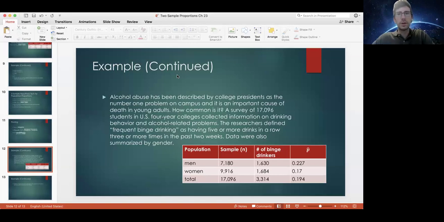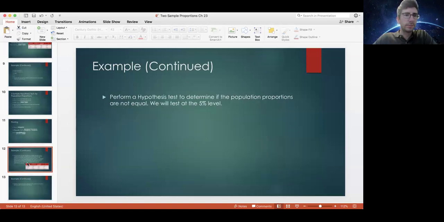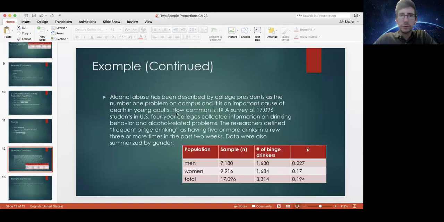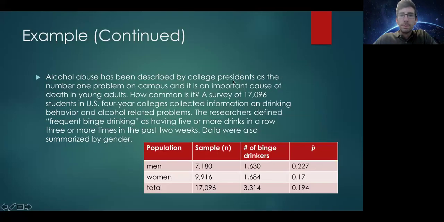Hey everybody, welcome back. In this video, we're going to look at an example of a two-sample hypothesis test for the difference of population proportions. We are going to revisit the same example that we constructed a confidence interval for. This time we're going to perform a hypothesis test on it.